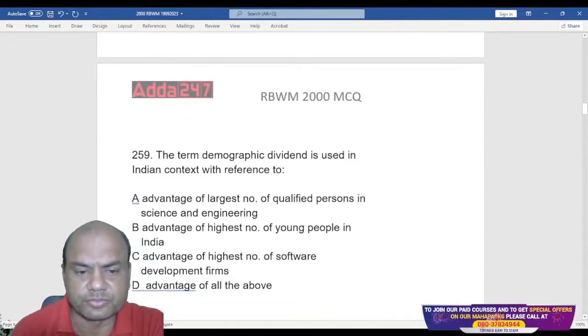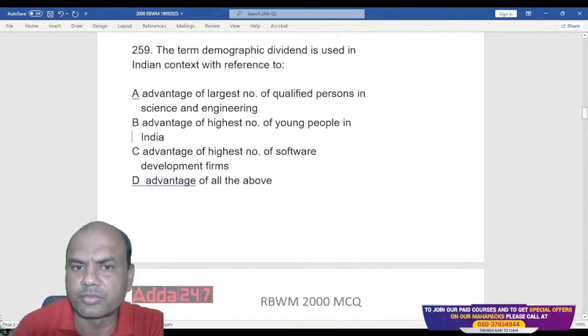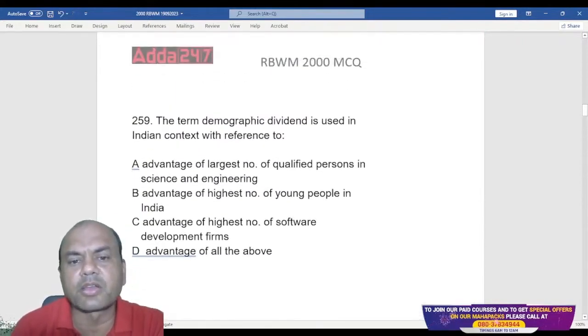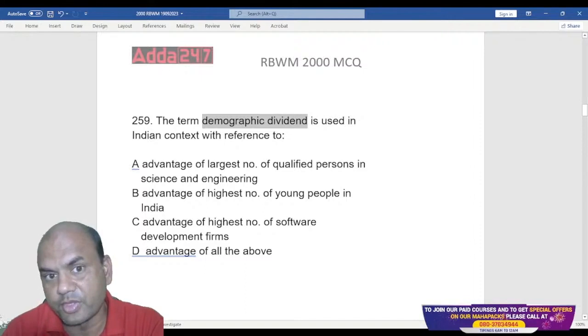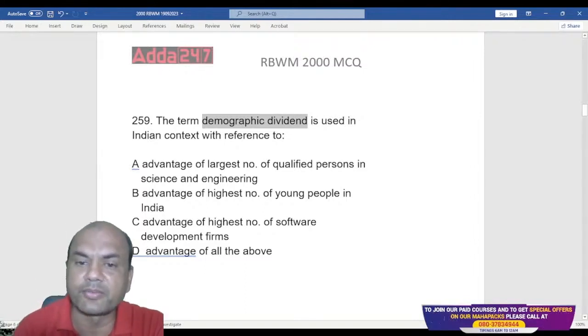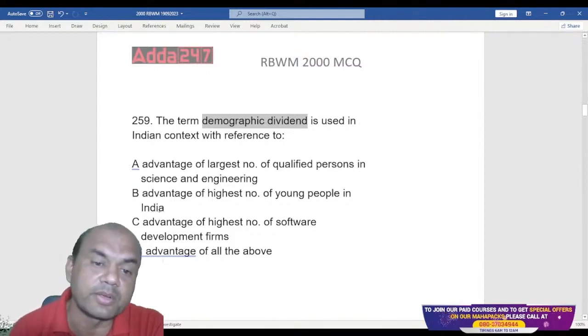Next one. The term demographic dividend is used in Indian context with reference to demographic dividend. What do you mean by this word dividend? Dividend means basically advantage. So demographic advantage to India is in what terms now? Who can tell me? Demographic dividend in India is for what terms?